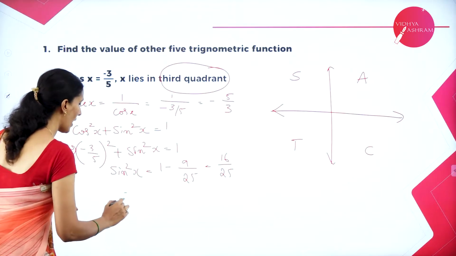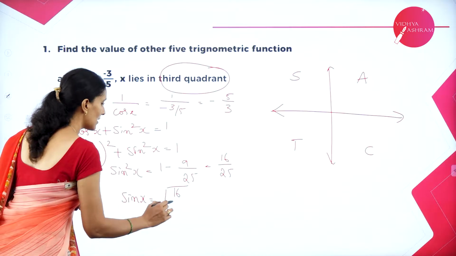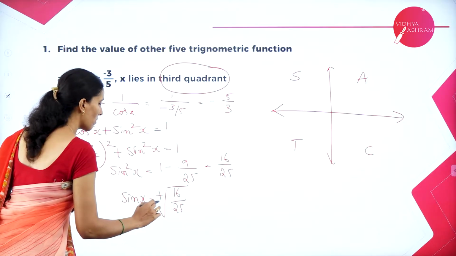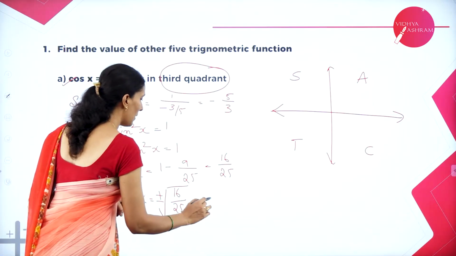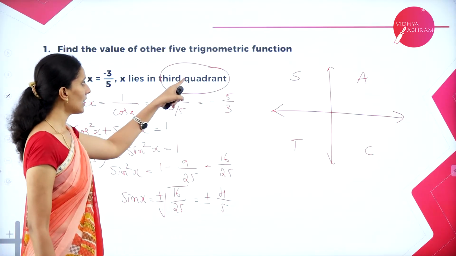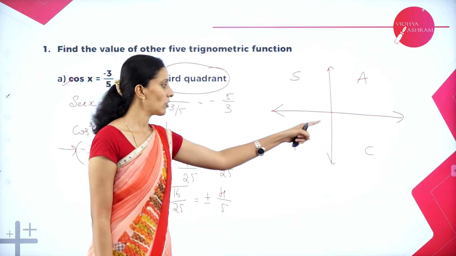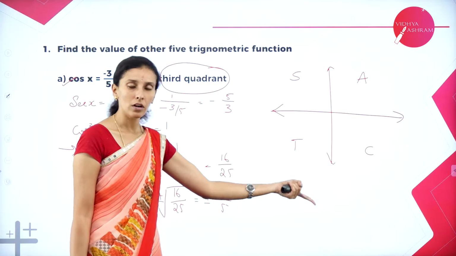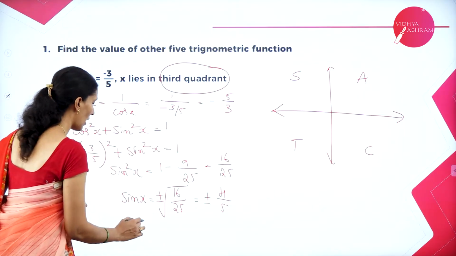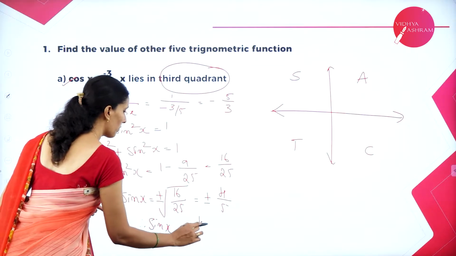Now since it is squared, sine x is the square root of 16 by 25, but you should take plus or minus. So plus or minus 4 by 5 is the answer. But in the third quadrant, what is the value of sine? It is negative because your y coordinate is negative. So sine is also negative. Therefore, the value of sine is minus 4 by 5.